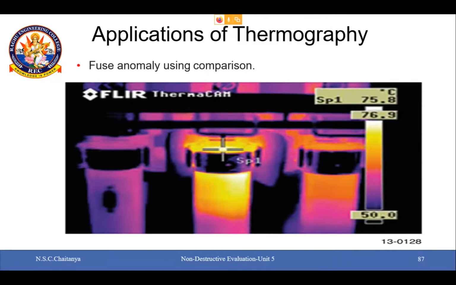These are 3 different fuses, and just by looking at the color coding you can identify that the left fuse is cooler when compared to the rightmost one, and the center one is the hottest of all. Also, the color coding and the temperature coding is given for easy identification. So this yellow color, or the color of heat that is shown, is around a temperature of 75 to 76 degrees centigrade, whereas the other fuses are around 50 degrees centigrade.